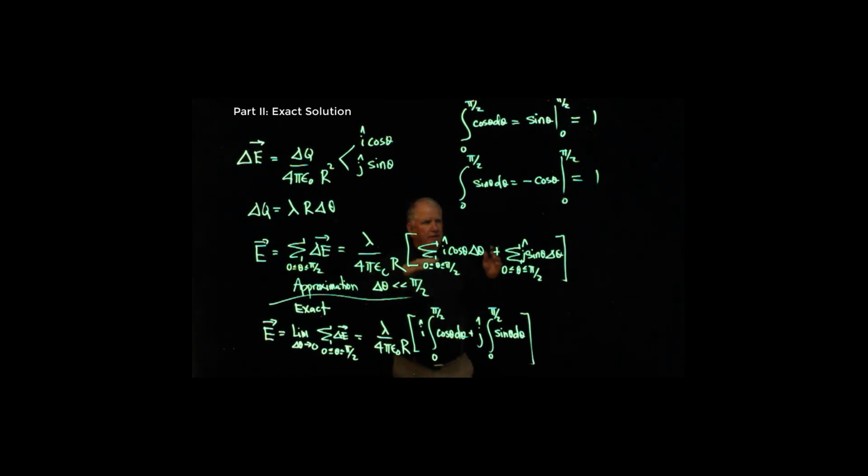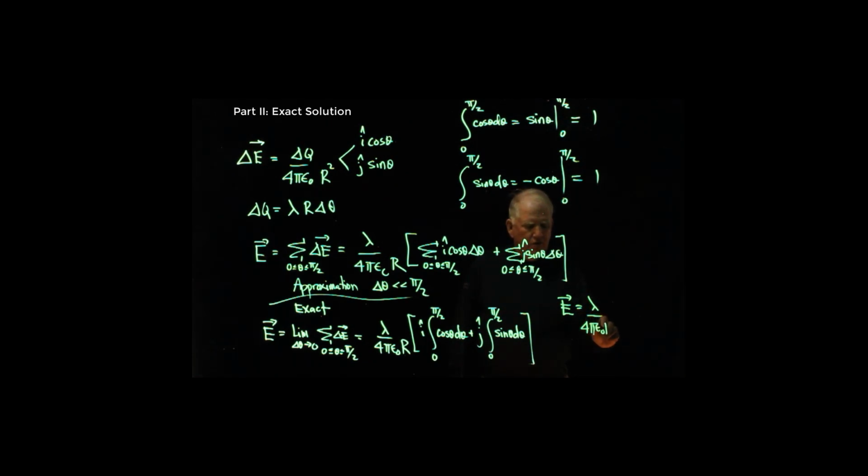And then if I take that and put it back down into this expression, we wind up with our final answer, and that is E exact is equal to lambda all over 4 pi epsilon 0 all over r times I hat plus j hat.